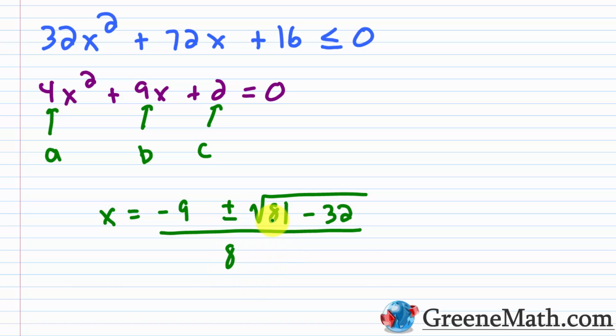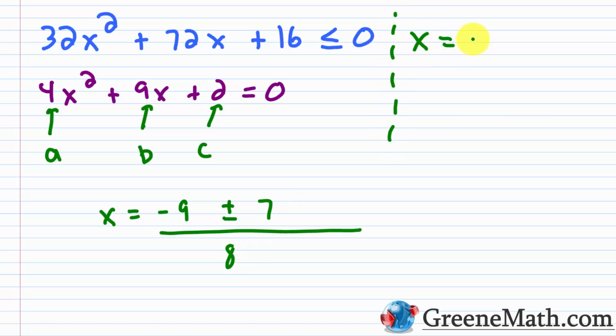So then under our square root, we have 81 minus 32, which is 49. And the square root of 49 is 7. So we have negative 9 plus 7, which is going to be what? It's going to be negative 2 and then over 8. So we'll say that one solution is x equals negative 2 over 8, which we know would simplify to negative 1 over 4, so negative 1/4. Then the other solution would be negative 9 minus 7, and that's going to be negative 16, and then negative 16 over 8 would be negative 2.